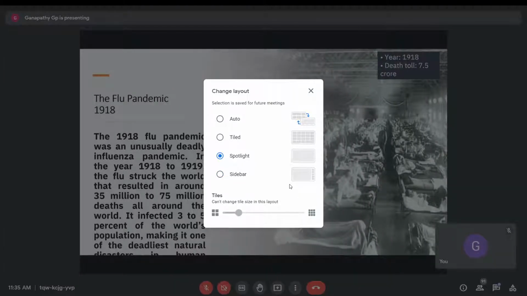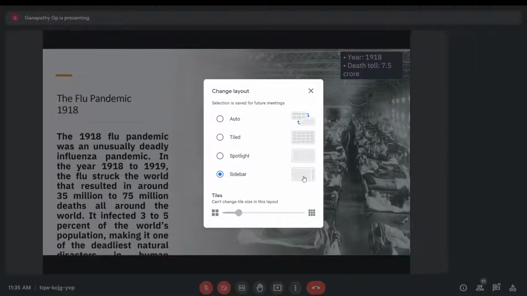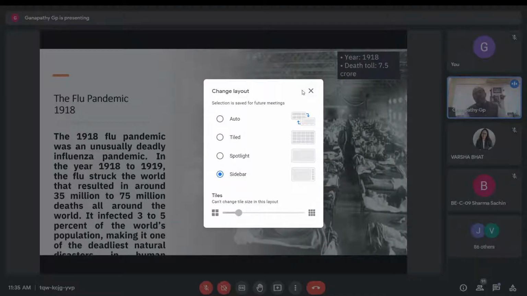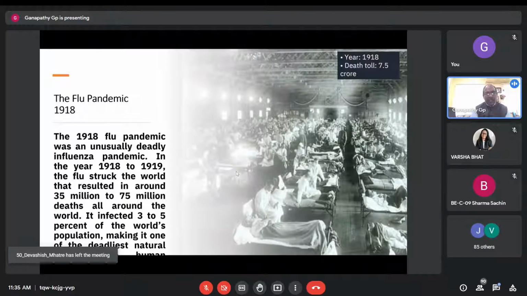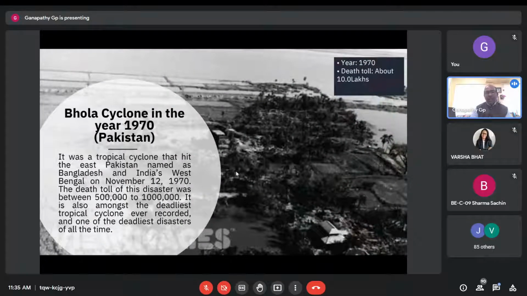Even what we are currently facing is the COVID situation. A similar kind of event happened in 1918, which killed almost 7.5 crore people all over the world, and it infected 3 to 5% of the world population at that time itself. And this is the Bhola cyclone in 1970. In those days we called it Pakistan, but it is nothing but Bangladesh. Again, 10 lakh people died. A cyclone killed 10 lakh people in 1970.